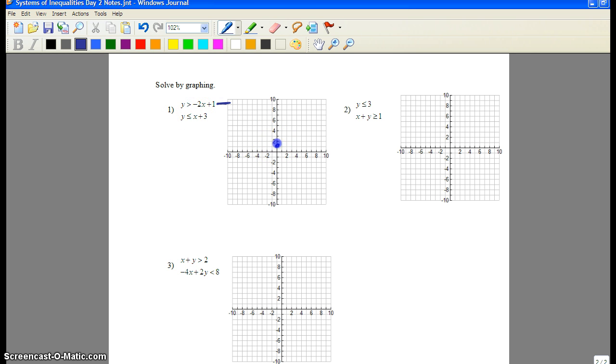So we start here. And then we go down 2, right 1, correct? Because the slope was negative 2. Is it solid or dashed? Dashed. Sweet. Do we shade?